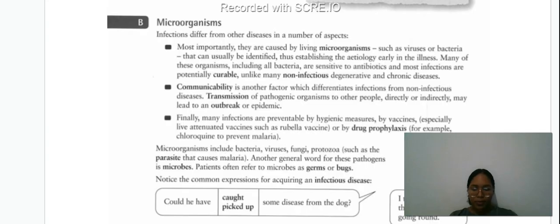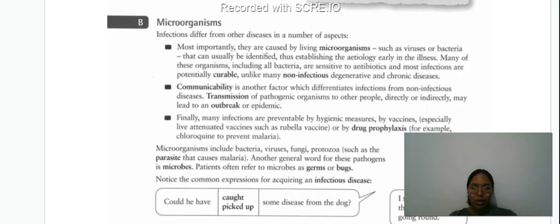B. Microorganisms. Infections differ from other diseases in a number of aspects. Most importantly, they are caused by living microorganisms, such as viruses or bacteria, that can usually be identified, thus establishing the etiology early in the illness. Many of these organisms, including all bacteria, are sensitive to antibiotics, and most infections are potentially curable, unlike many non-infectious degenerative and chronic diseases. Communicability is another factor which differentiates infections from non-infectious disease.